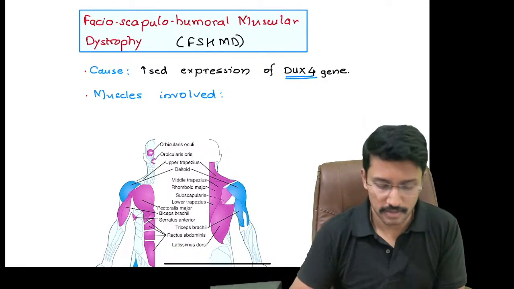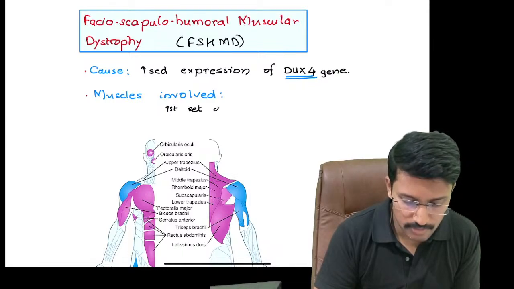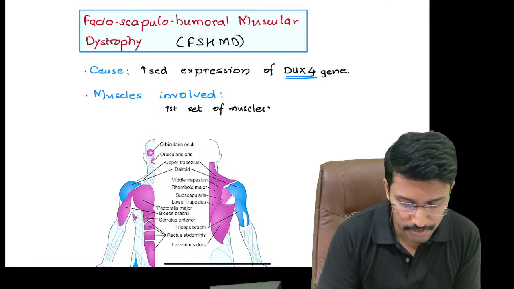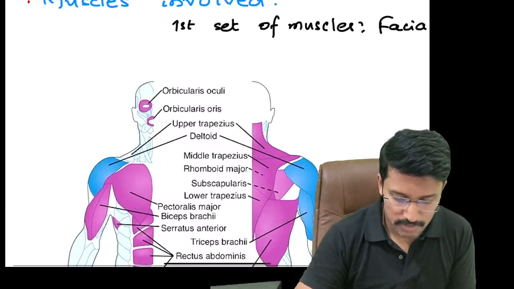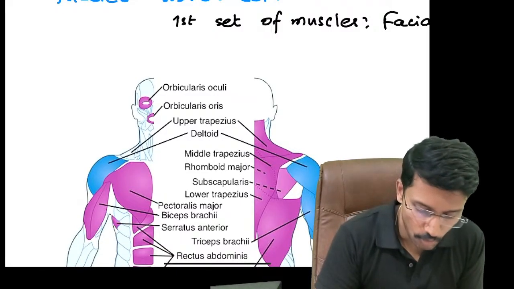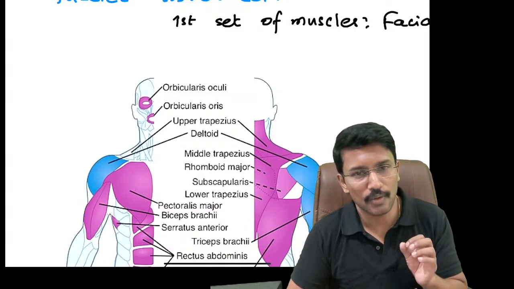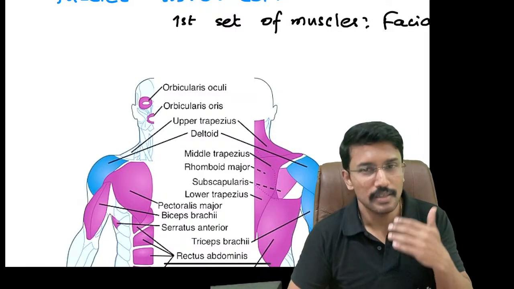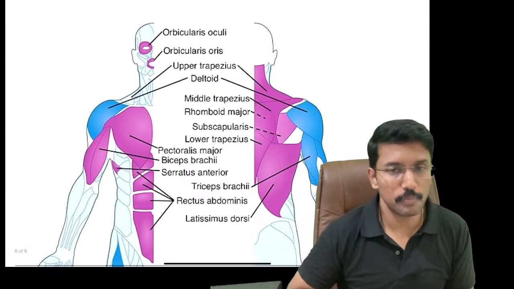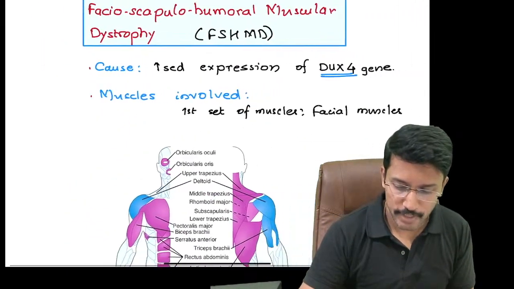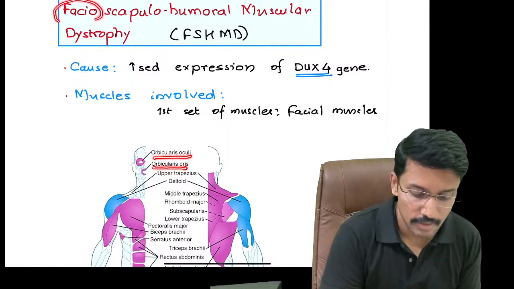Now, what muscles get affected here? The first set of muscles to get affected in these patients are the facial muscles. What facial muscles are predominantly affected? When you see this image, you will understand. It is the orbicularis oculi and the orbicularis oris. These muscles are the first ones to get affected. After that, there's a peculiar involvement of muscles. We have called it facio because the facial muscles, mainly orbicularis oculi and orbicularis oris, are affected. So that's why we use the term facio.